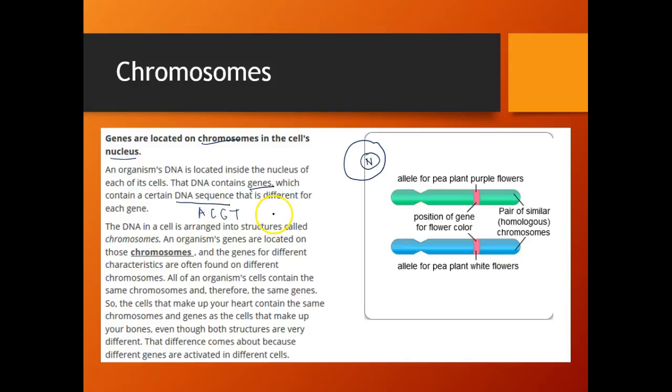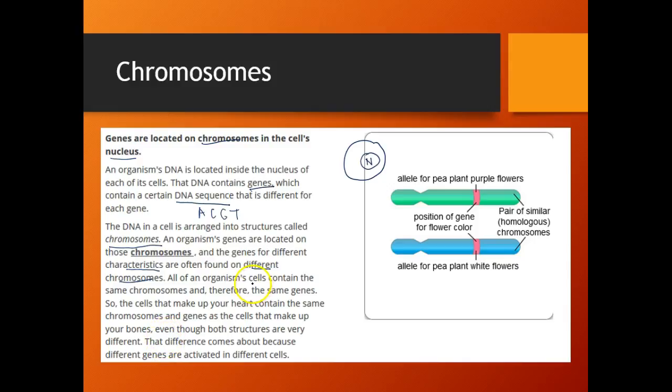The DNA in a cell is arranged into structures called chromosomes. Okay, so we have DNA in our cell that belongs to specific chromosomes. So an organism's genes are located on those chromosomes, and the genes for different characteristics are often found on different chromosomes. For example, your gene for eye color might be on one chromosome, but your gene for skin color could be on a different chromosome.